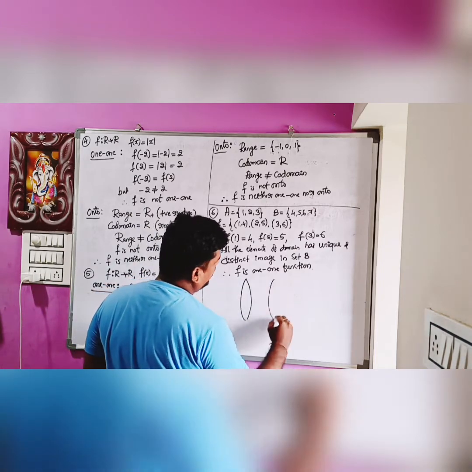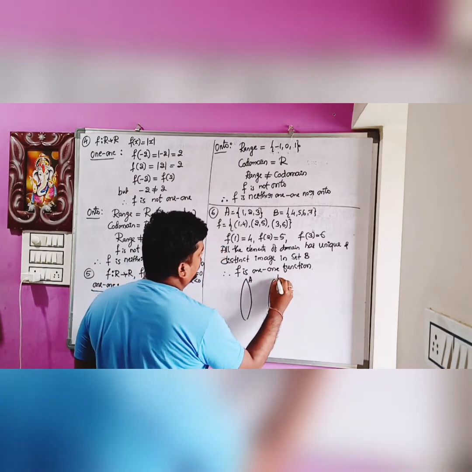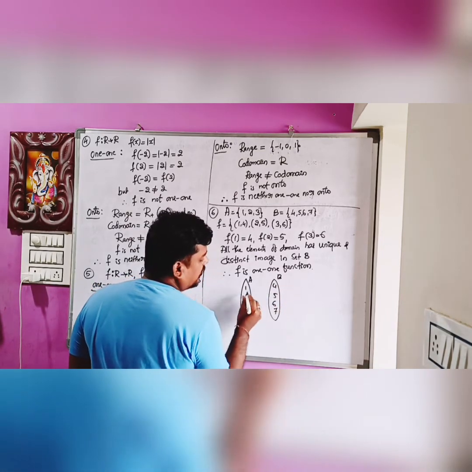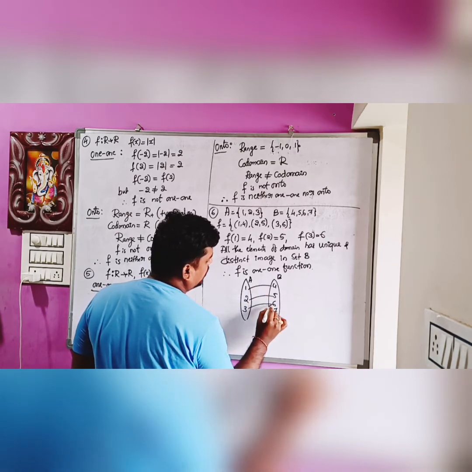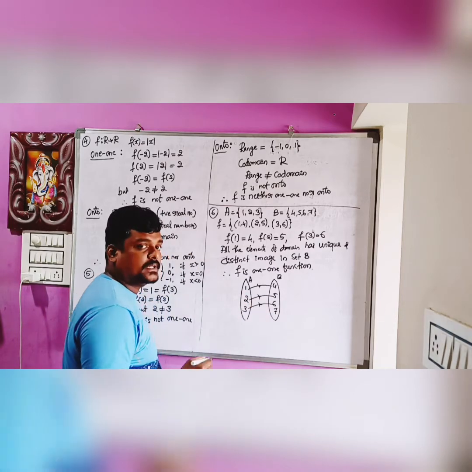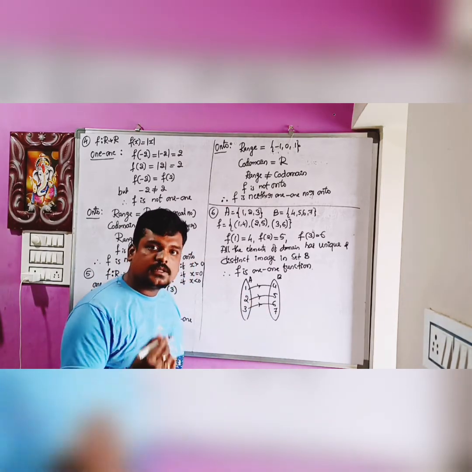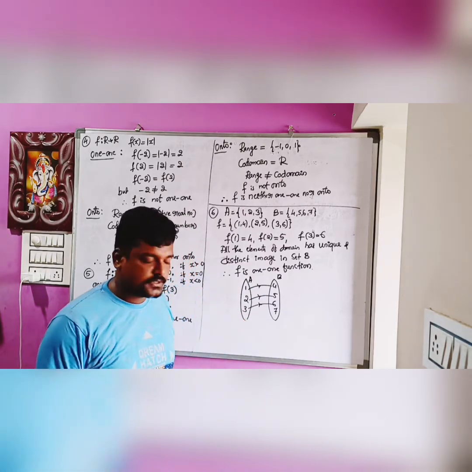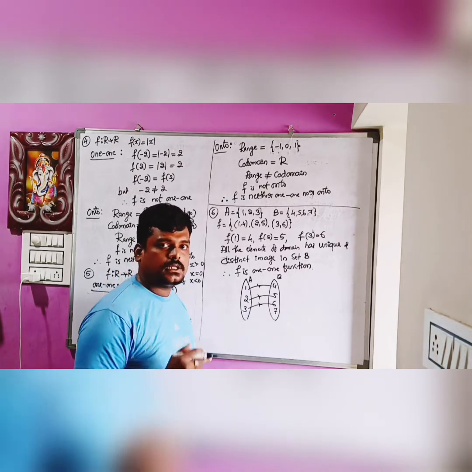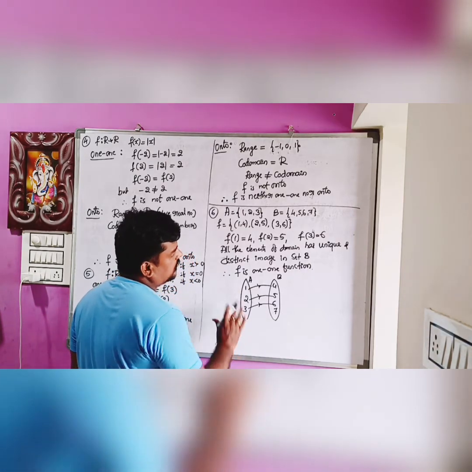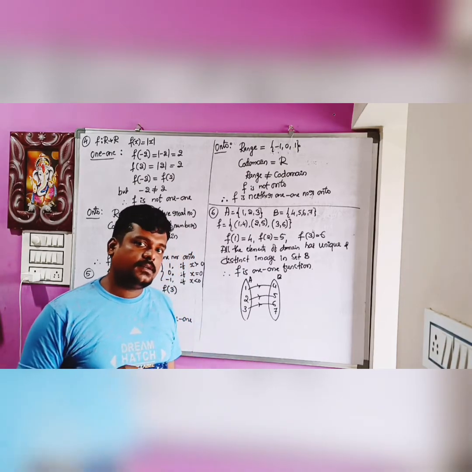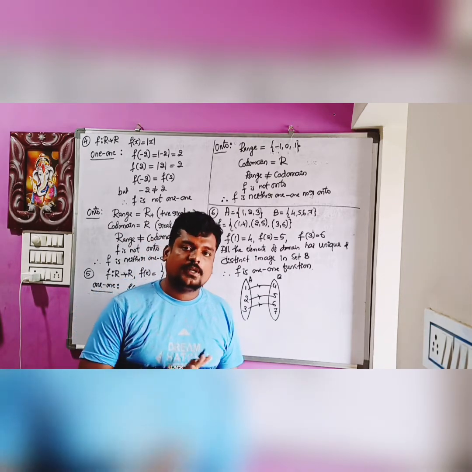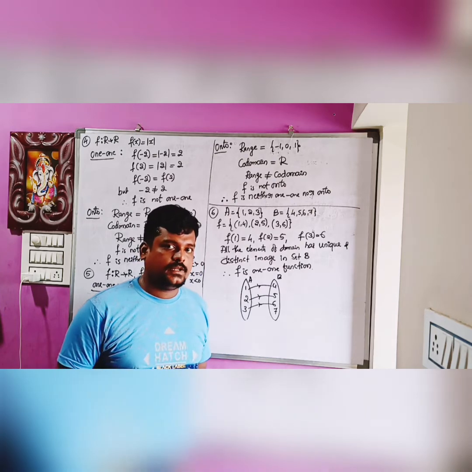If I define it through a Venn diagram, this is set A, this is set B. Set A is 1, 2, 3. Set B is 4, 5, 6, 7. Image of 1 is 4, image of 2 is 5, image of 3 is 6. It is a 1-1 function, but not onto, because 7 is not the image of any element. All the elements of the codomain must be images, then only it is an onto function. So like this we can say that it is 1-1 but not onto. He is not asking onto, just for clarification we are saying. It is not onto because codomain is not equal to range.